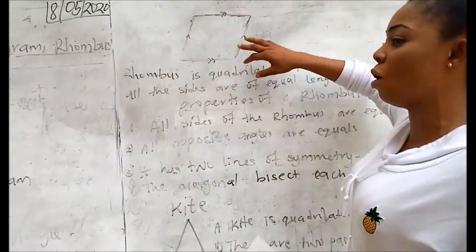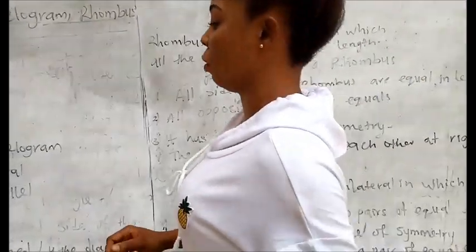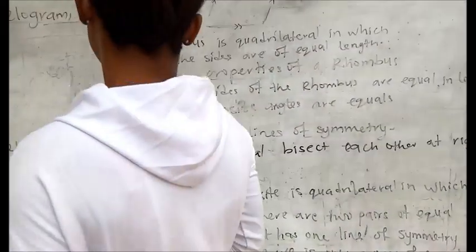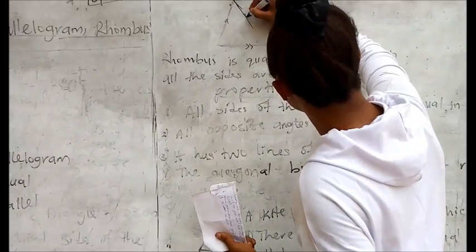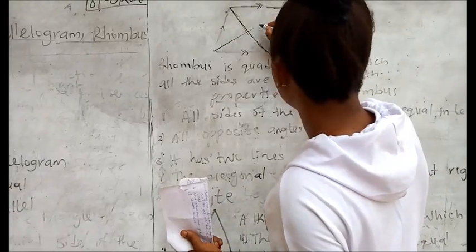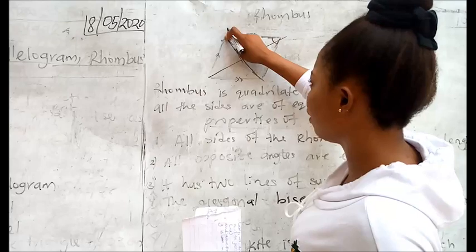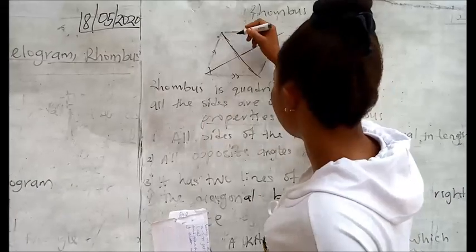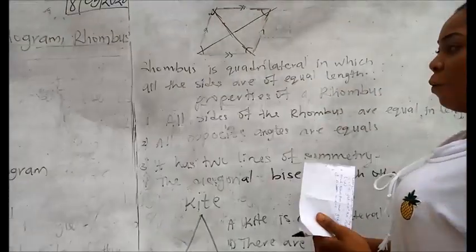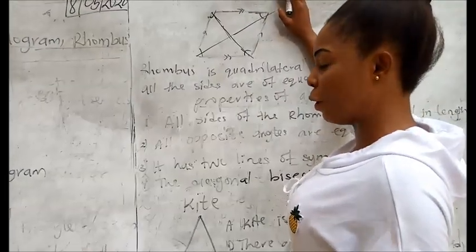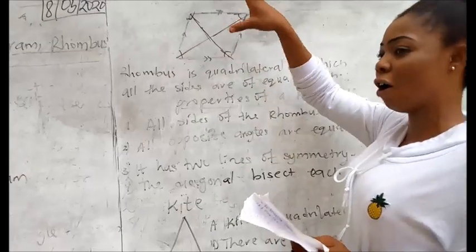All the sides are equal in length. All the opposite angles are equal. What do I mean that all the opposite angles are equal? If I use a diagonal line to divide this rhombus, the angle here is equal to the angle here. The angle here is equal to the angle here. The angle here is equal to this angle here. Unlike parallelogram, where we say that the opposite angles are equal, when it comes to rhombus, all the angles are equal.